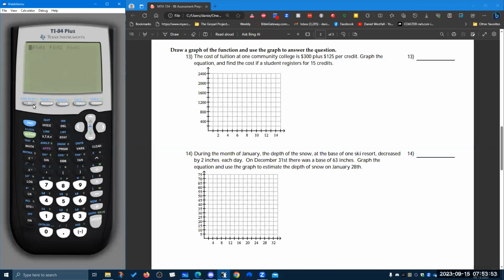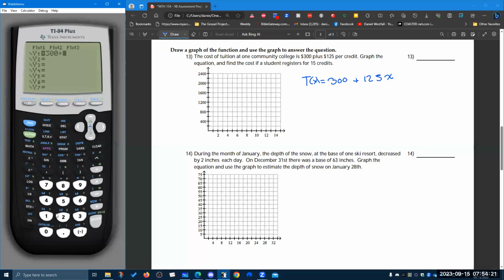Let's go ahead and make our model here using the same techniques that we used before. The cost of tuition at one community college is $300 plus $125 per credit hour. So T for tuition cost is going to be that. Graph the equation.